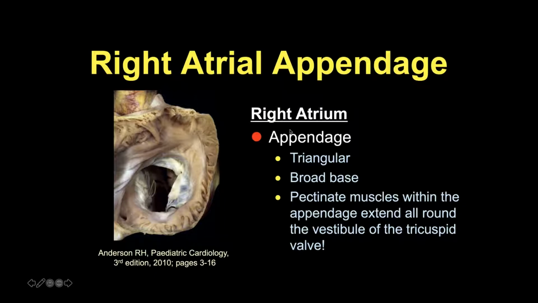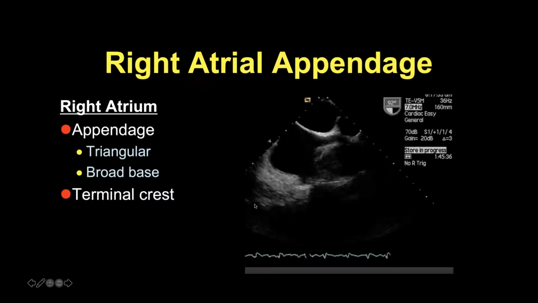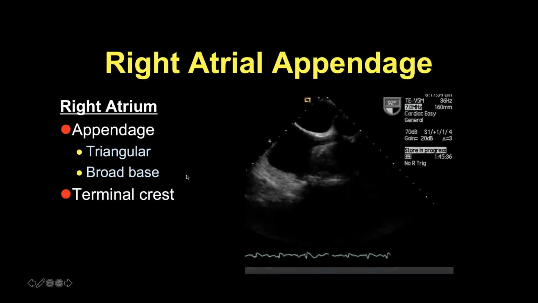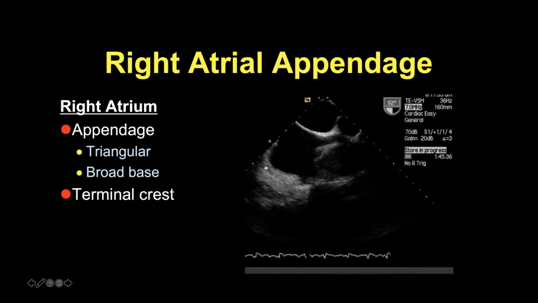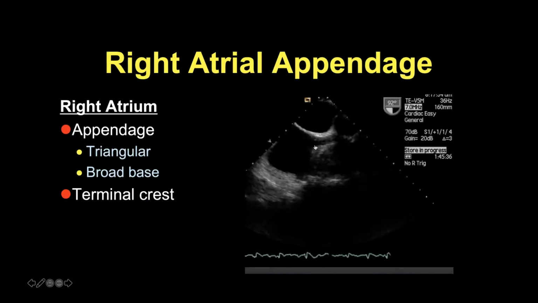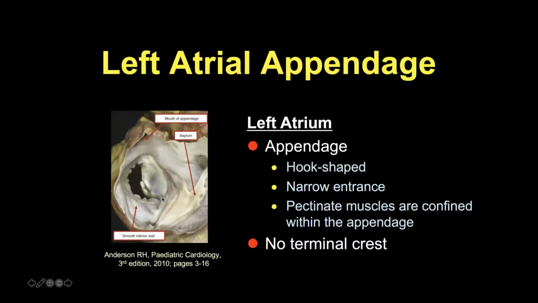The right atrial appendage has a triangular shape, a very broad base, and a lot of pectinate muscles within the appendage extending all around to the vestibule of the tricuspid valve. That's a TEE in a patient with normal anatomy of the heart. You see this triangular shape, the broad base of the right atrial appendage. So this is the morphological right atrium.